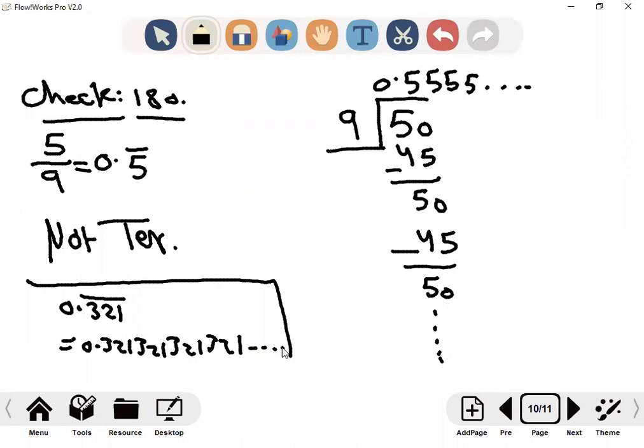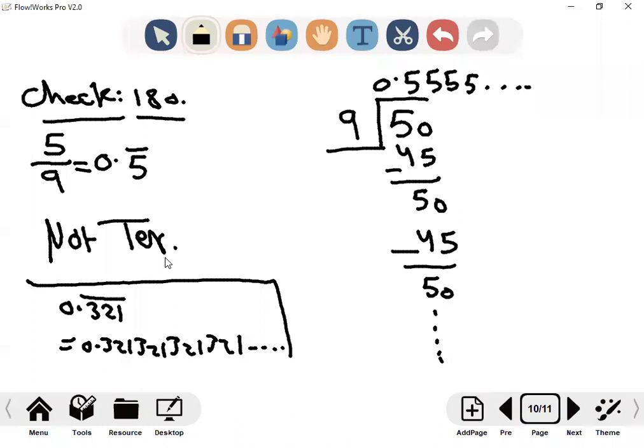Now your homework is on page 183, the whole page. If you read the question, it says write each fraction as a decimal first. Then determine if the decimal is a terminating decimal. Tell me terminating or repeating, or instead of repeating you can say not terminating, it's the same. Done?